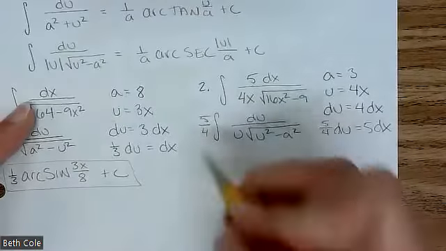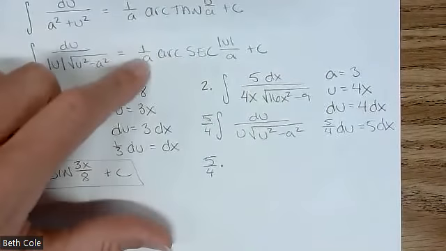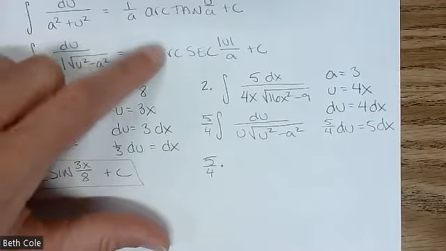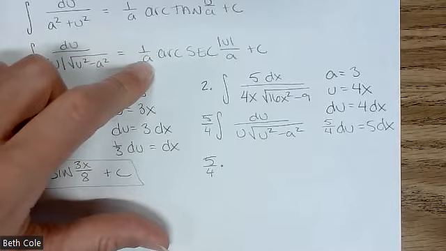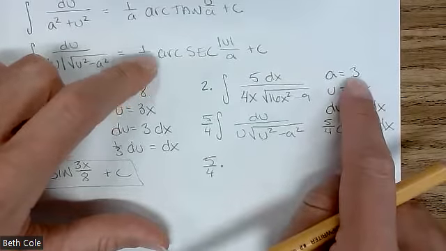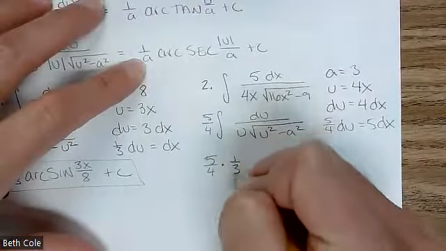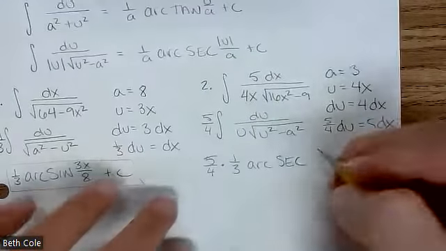Now, there happens to be a 5/4 there, but arc secant also has that 1/a out front. So you just have to put that in there too. So that would be what? Not 3, but 1/3. There we go. And then arc secant, u/a plus c.